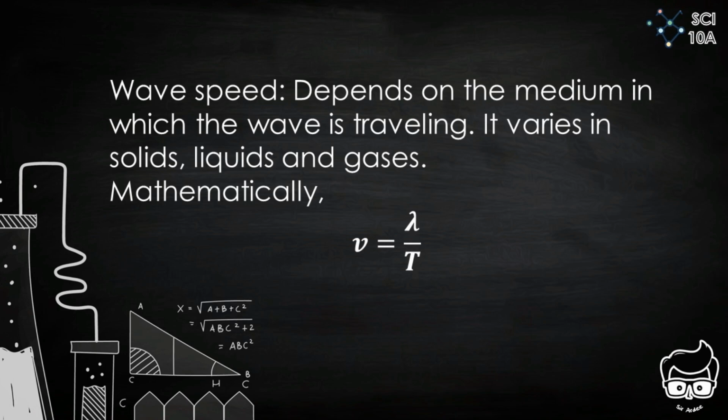Another is the wave speed. Wave speed depends on the medium in which the wave is traveling. It varies in solids, liquids, and gases. Mathematically, we can express this as v is equal to lambda over T, where v represents the wave speed, lambda is our wavelength, and T represents our period.